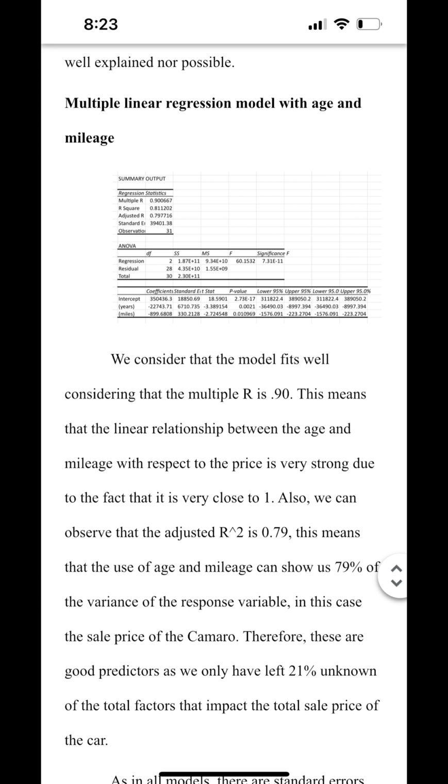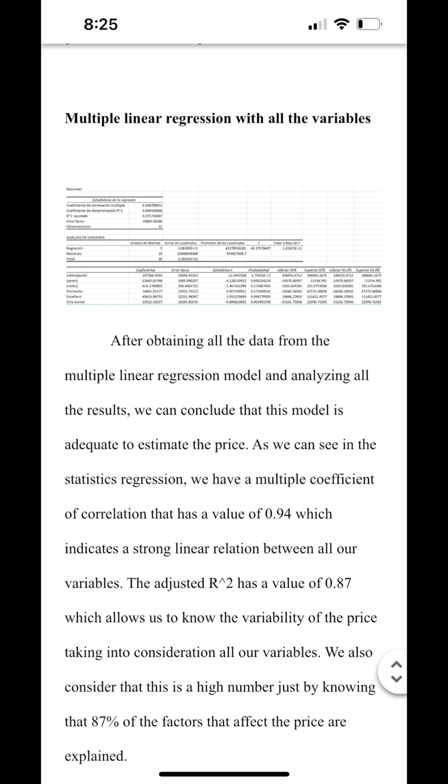For the last two graphs, which are taking into consideration two or more variables, we could see that the estimated price was more accurate and it was more explained. We could see that the adjusted R-square was of 0.87, which allows us to know the variability of the price taking into consideration all the variables. Said in other words, this means that 87% of the factors that affect the price are explained.